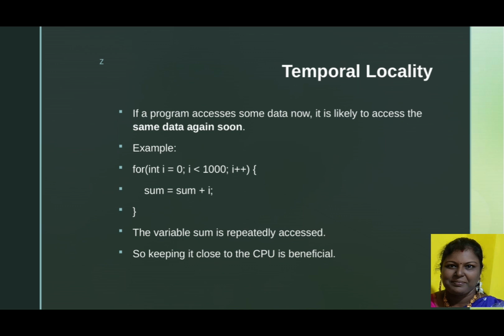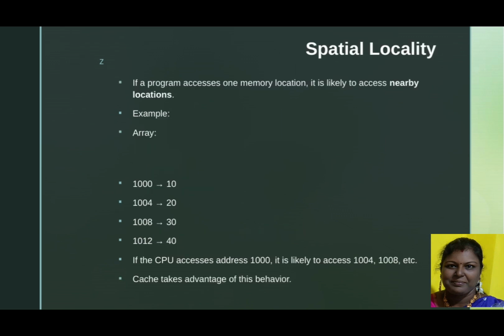When a program reads from one memory address, it usually needs data from nearby addresses too. For example, if it accesses an array element at address 1000, it's very likely to access the next elements at 1004, 1008, and so on. This pattern is called spatial locality. Caches are designed to take advantage of this by loading not just the requested data, but also the data close to it, improving performance and efficiency. It's a simple idea, but a powerful one.